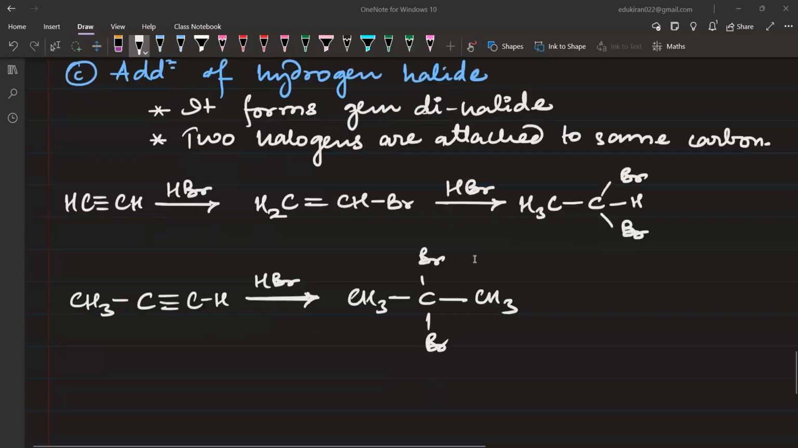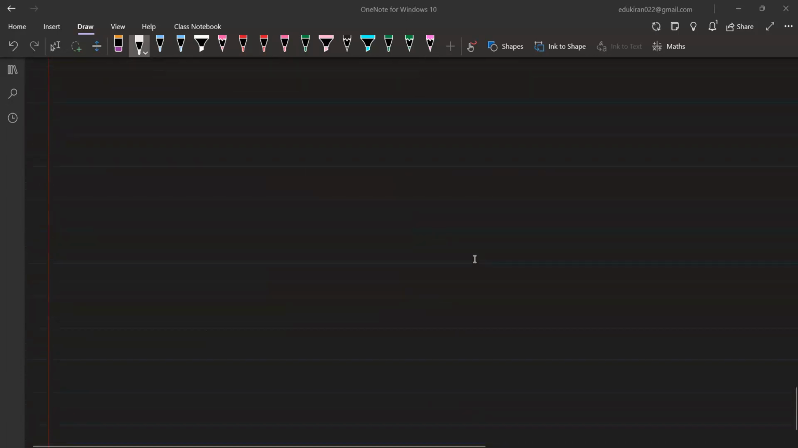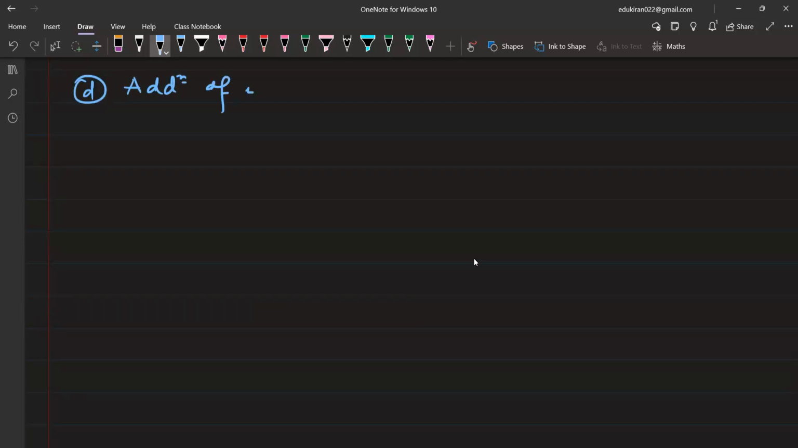Now, all of you guys, please leave your pen. अभी साथ साथ मत लिखिएगा, ठीक है ना? आराम से पहले देखिए. Addition of water. Now, let us suppose we have CH3, C triple bond CH, and we are adding water.